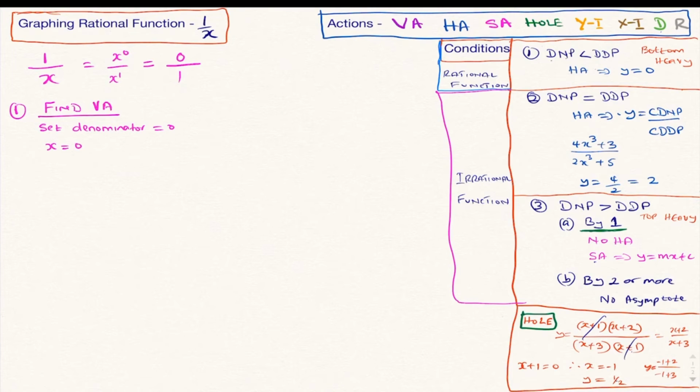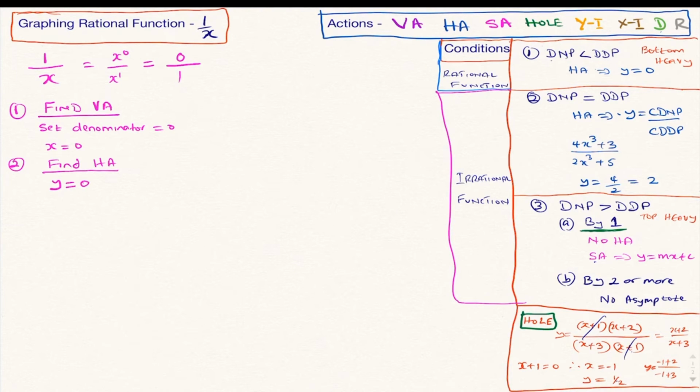And that's the answer for that one. So it's a vertical line at x equals 0, an imaginary vertical line. Number 2, find HA. If you look on the right, the condition for finding HA is there. If it's a rational function, bottom heavy, y is always equal to 0.